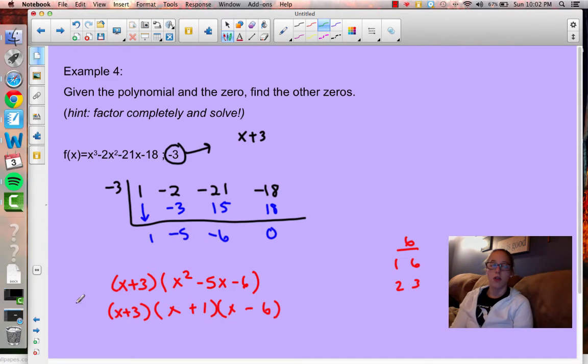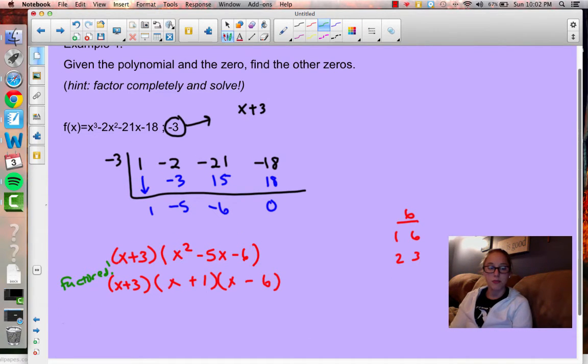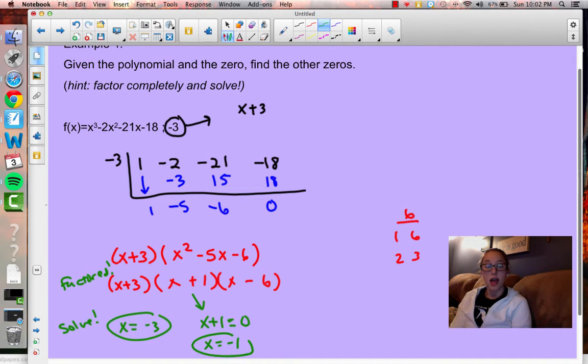And then this is factored, okay, but it says to solve it. So to solve each of these, we're just going to set each of these equal to 0. So we already know that x has to be equal to negative 3. That's what from this one. Well, now we're going to take this one and set it equal to 0, and that gets us x is equal to negative 1. So there's an answer. And then we're going to set this one equal to 0. X minus 6 equals 0, and add 6 over, and so we get x equals 6. So there's our 3 zeros for this problem.